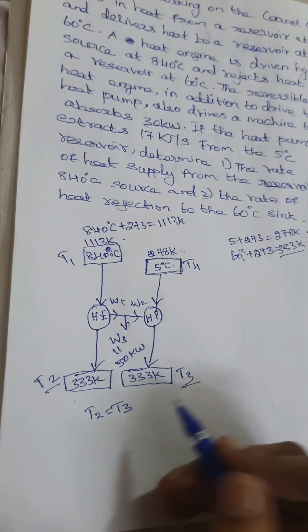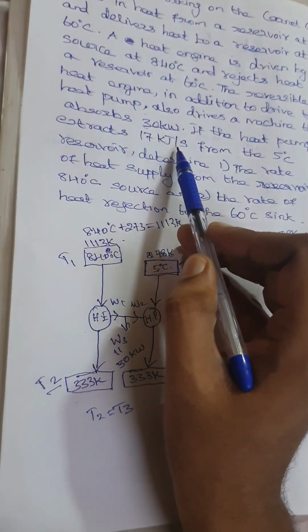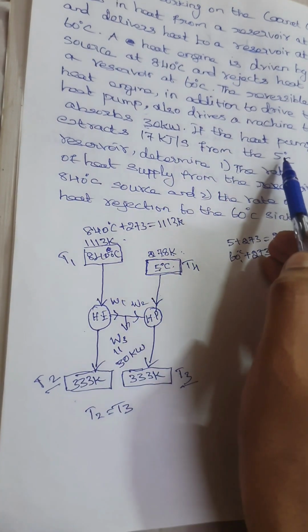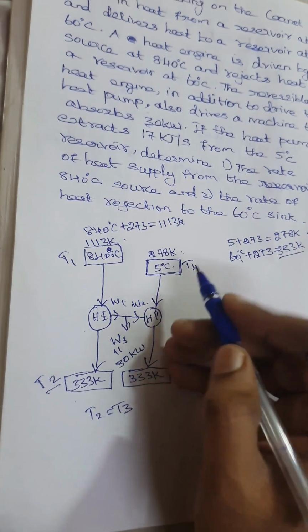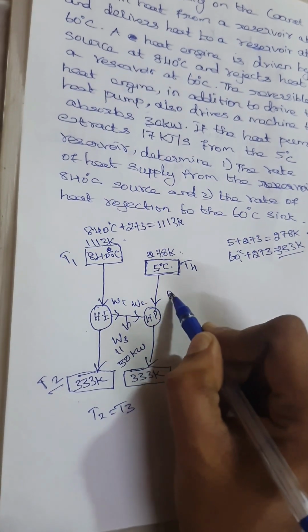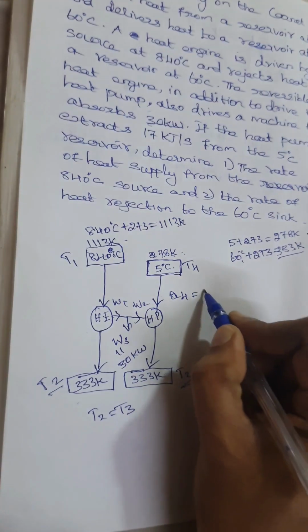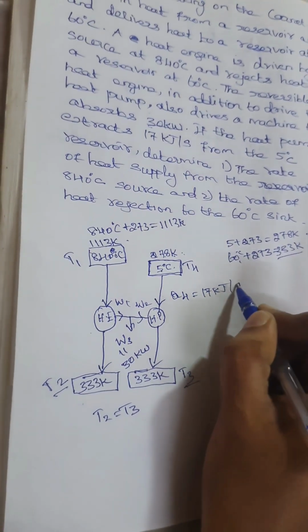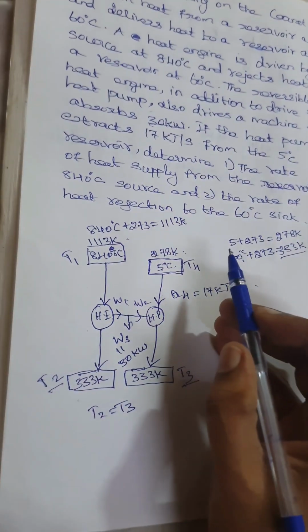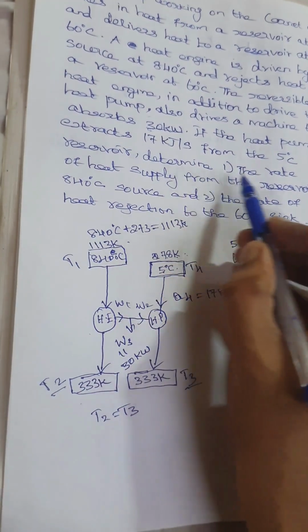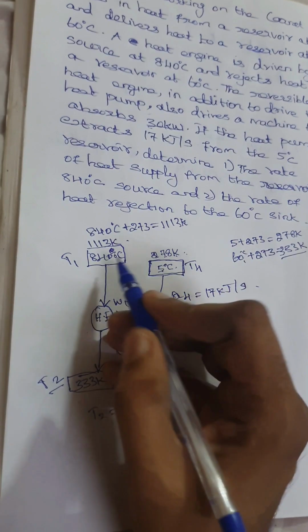Now what is given in the question? If the heat pump extracts 17 kilojoule per second from the 5 degree reservoir, the heat transfer Q4 given in the question is 17 kilojoule per second. So these are the data given in your question, and he is asking you to find out the rate of heat supply from the 840 degree centigrade.